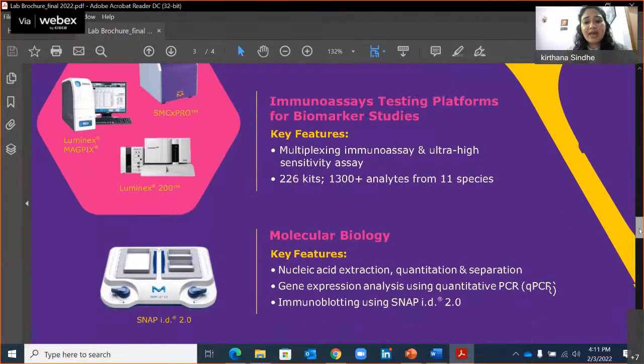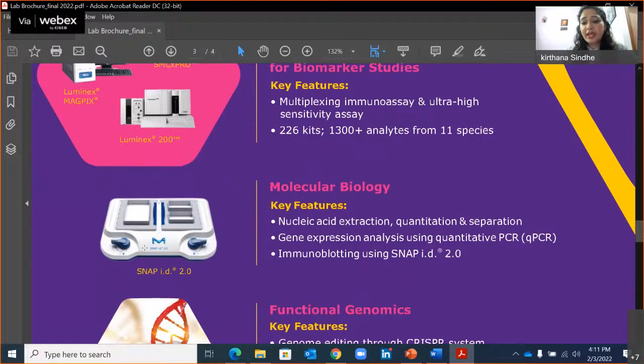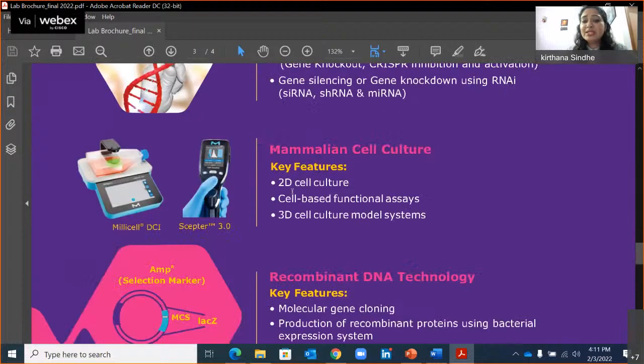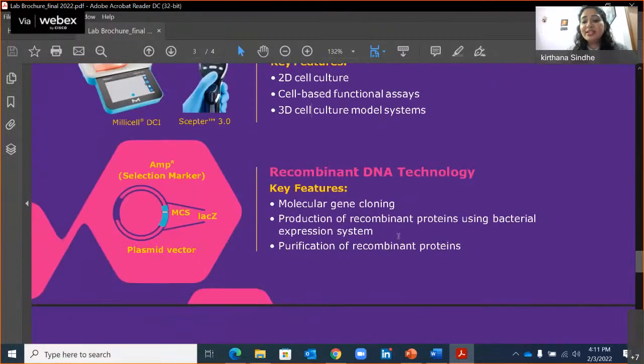We also have SNAP i.d. for Western blotting, the high-end equipment where you can do a Western blot within 30 minutes as compared to the traditional approach, which takes 1.5 days. We do a lot of gene editing techniques for students who are interested in functional genomics. We have mammalian cell culture. We do automated cell counting and imaging of the cells. We are currently establishing a 3D cell culture facility. And we have recombinant DNA technology, helping in cloning, production of recombinant proteins, and purification of proteins.